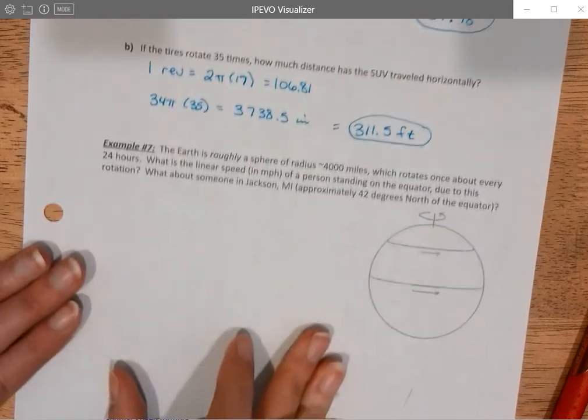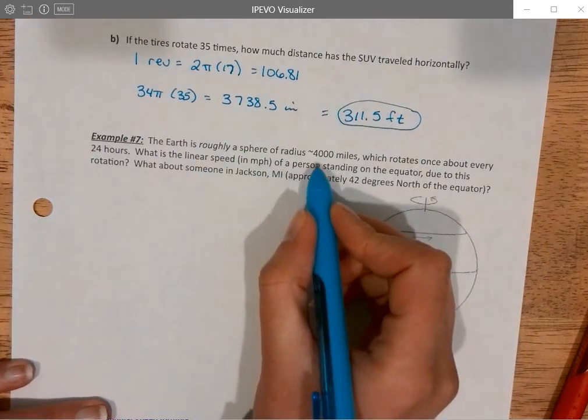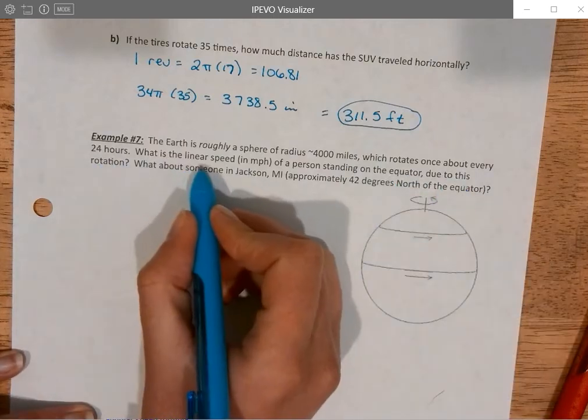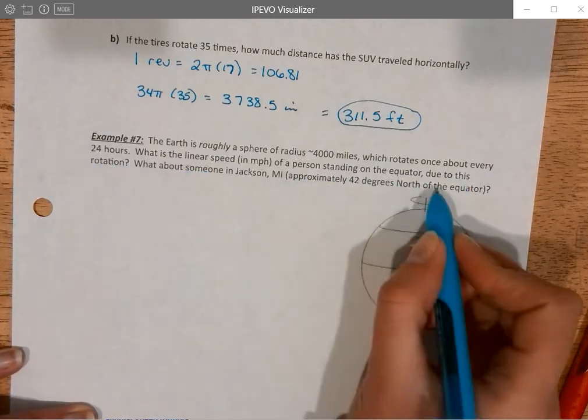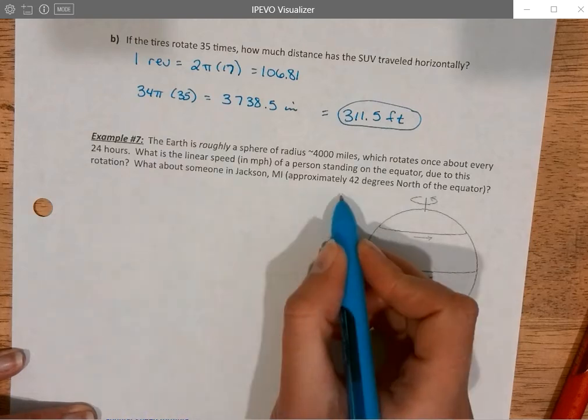All right, the last example. The Earth is roughly a sphere with a radius of about 4,000 miles, which rotates about once every 24 hours. What is the linear speed of a person standing on the equator due to this rotation? What about someone in Jackson, which is approximately 42 degrees north of the equator?